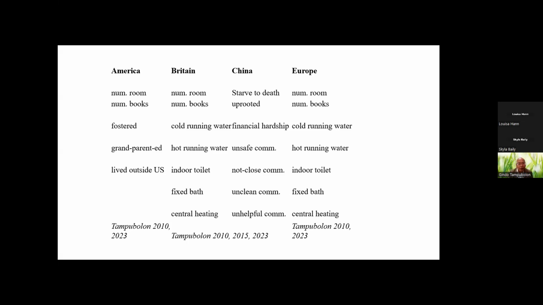And in China, it's different. Of course, you wouldn't want to ask whether they had central heating. It's a different set of questions. Whether they had family members starving to death during the Great Leap Forward, whether Auntie Lee or Uncle Wei starved to death when they were a child, whether they experienced financial hardship, whether they lived in an unsafe community. Remember, in those days, China is still very much a communist country, and therefore community is very, very important. So whether they lived in an unsafe community, not so close a community, an unclean community, or a community that is not very helpful to members or neighbors. Europe is similar to Britain. If you want to read more about all these, you can look at the references.